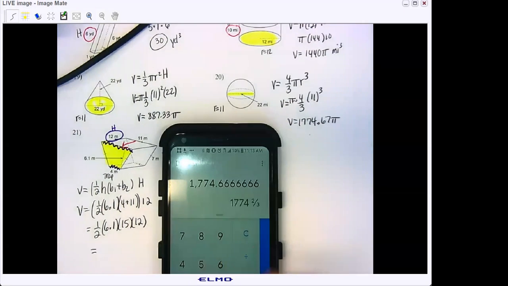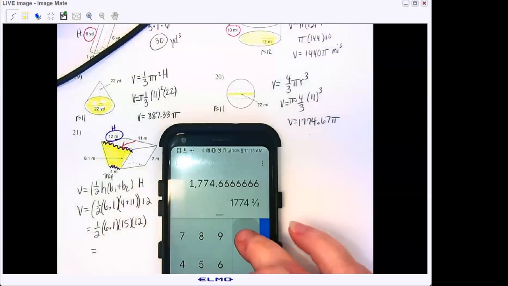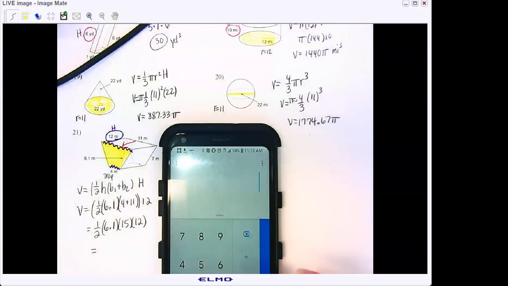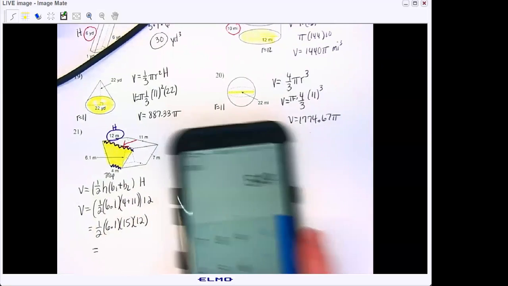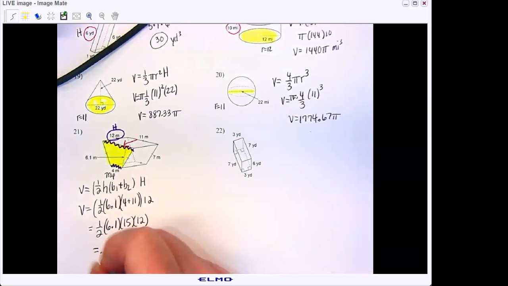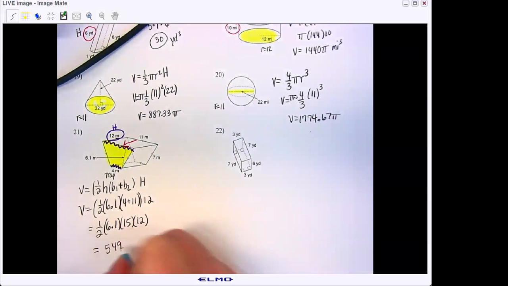So when you put that in your calculator, you've got 6.1 times 15 times 12 divided by 2 equals 549, and you're done. And those meters cubed.